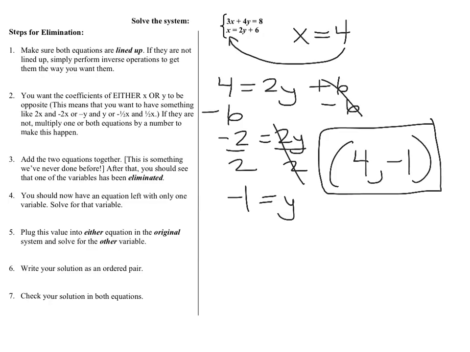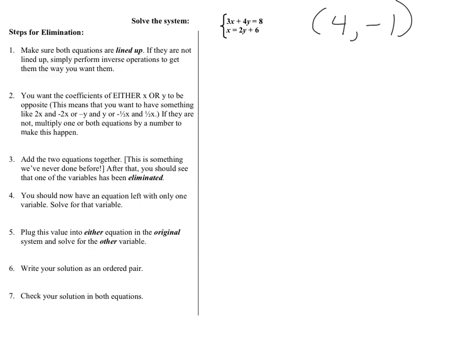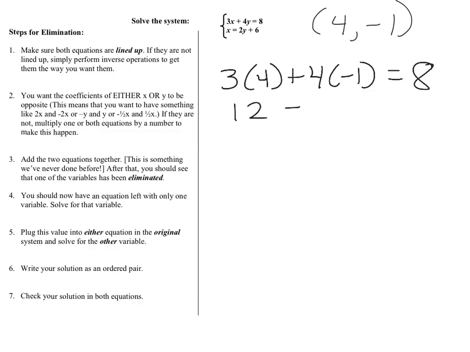And that's the annoying thing. It's got to work in both. If it doesn't work in both, then you made a mistake. So I'm going to go ahead and make this disappear. For my check in the top equation, I'm going to do 3 times 4 plus 4 times -1, and see, does that actually equal 8? So 3 times 4 is 12, 4 times -1 is -4, 12 minus 4 is 8. So we see that it works in the first one.